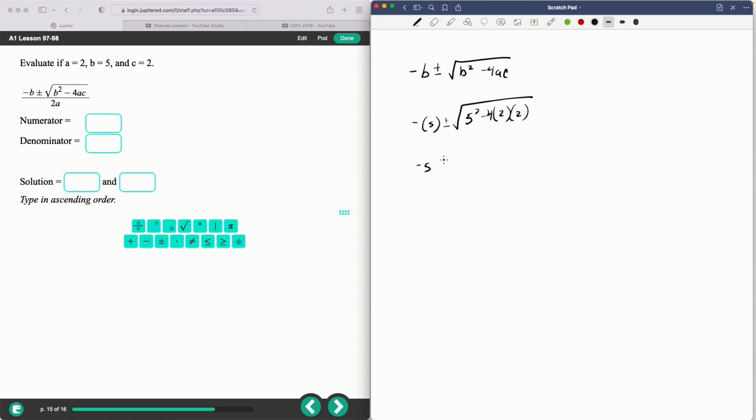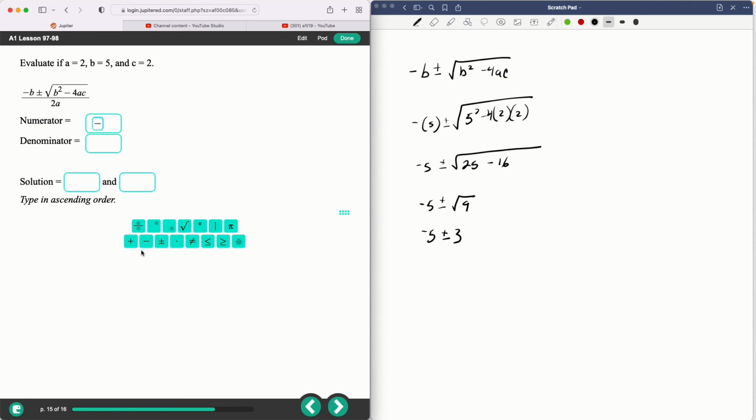So negative 5 plus or minus square root of 25 minus 16. Okay. 25 minus 16 is going to be 9. So negative 5 plus or minus the square root of 9. So negative 5 plus or minus 3. That's my numerator. Denominator, 2a. A is 2. 2 times 2 is 4. So that would be 4 for my denominator.